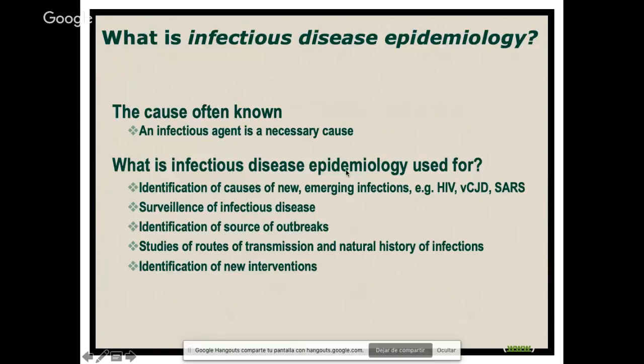And what is this used for? It is used for identification of causes, new emerging infections like HIV and SARS. It is also used for surveillance of infectious diseases, the identification of the source of outbreaks, the study of routes of transmission and natural history of infections, and the identification of new interventions for these diseases.